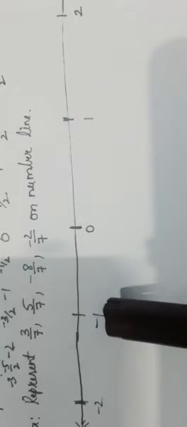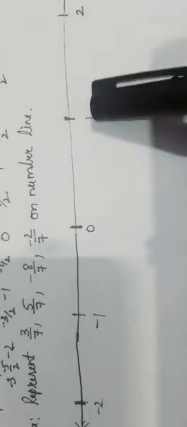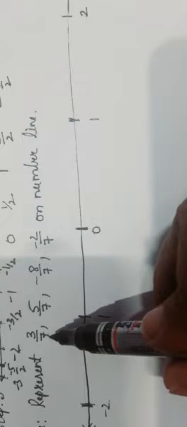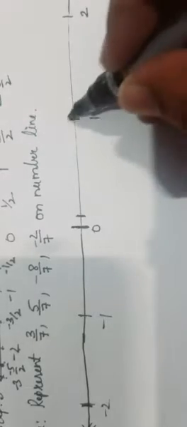From the left of 0, 0 to minus 1, minus 1 to minus 2. Between 0 to the right side we have the first division. So between 0 to 1 we take what is in the denominator. How many? What is the number, children? 7. So we have to make 7 divisions between 0 to 1.